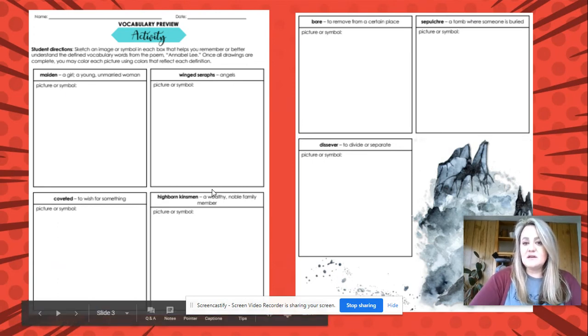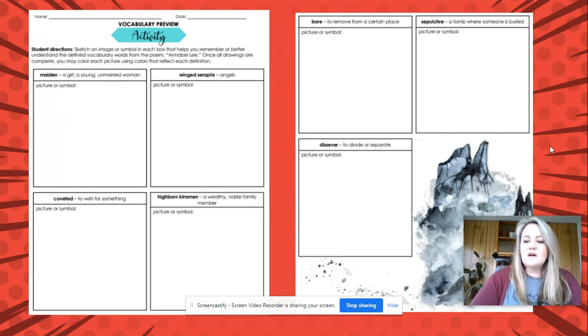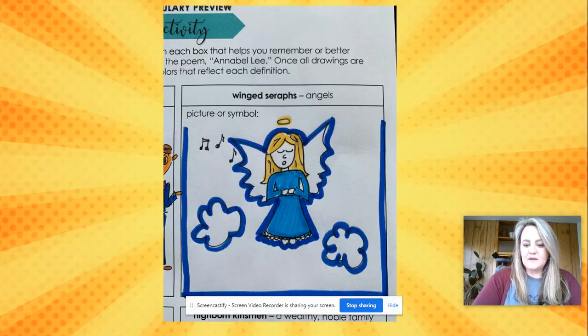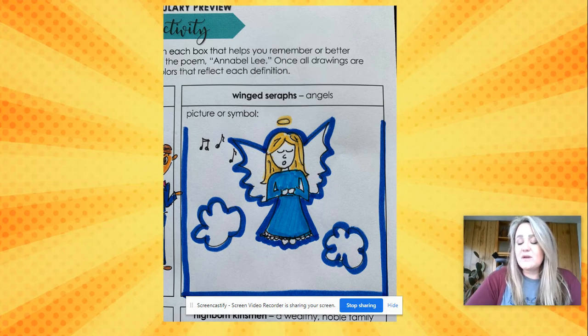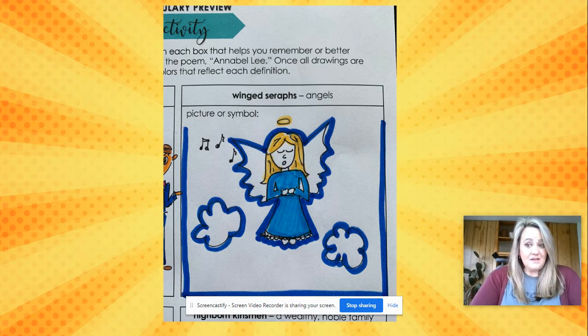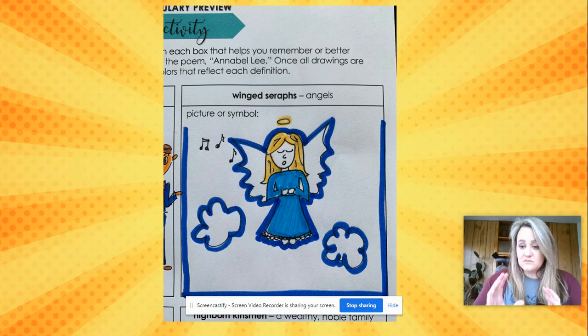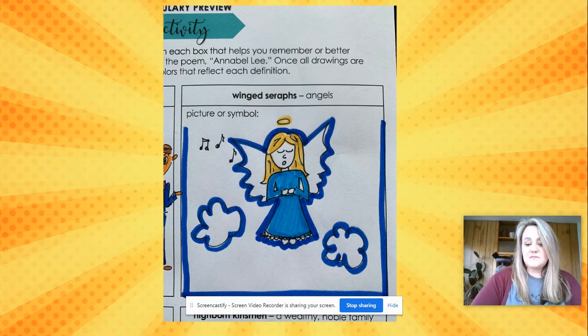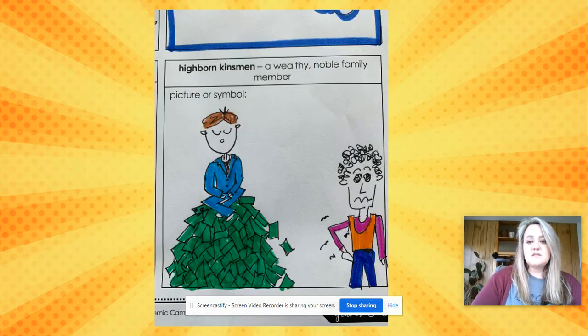I just did a couple of them and put them here in this slideshow so that you kind of get an idea of what I'm after. One of the ones I did was the winged seraph, which means angel. So I drew a picture of an angel, or what I think an angel might look like. Yours does not have to look like this. Again, this is not an art class, so stick figures are fine. Just make sure that your illustration really reflects that definition.